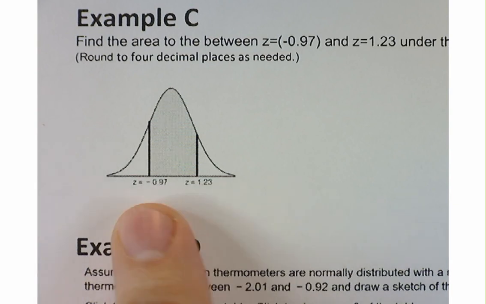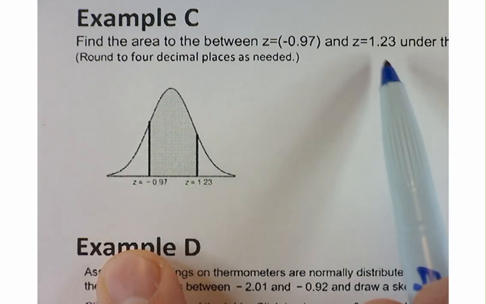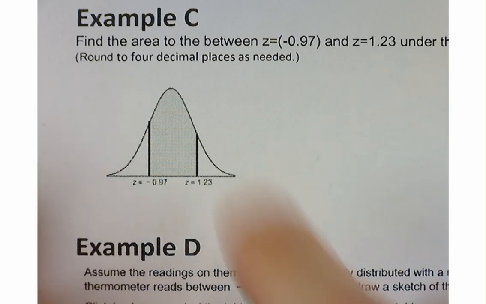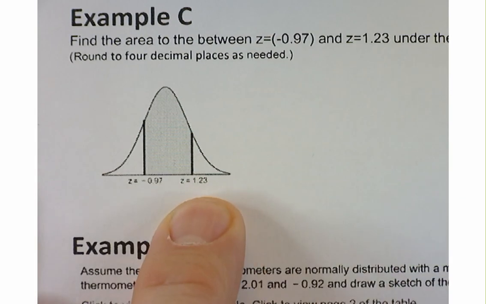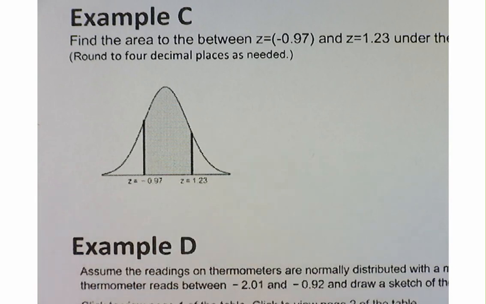Let's take a look here. I want to find the area between 1.23 and negative 0.97. Well, that's again going to require some thought and some calculation. You can't just look up the area to the left of 1.23 and be done, because I want the area between those. So what kind of cleverness are we going to do to come up with that answer? How is this going to work?